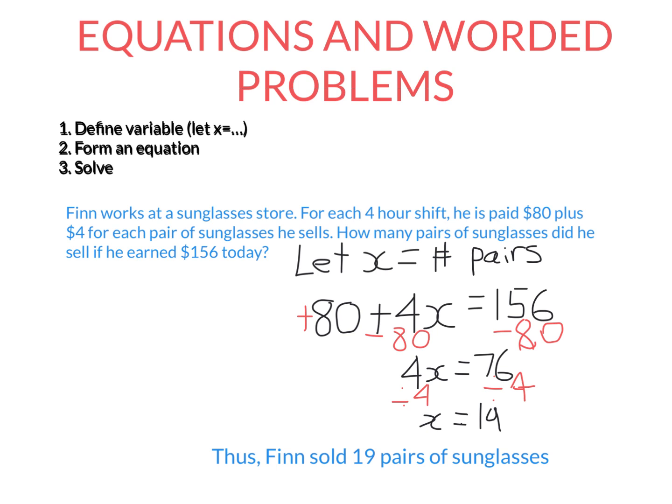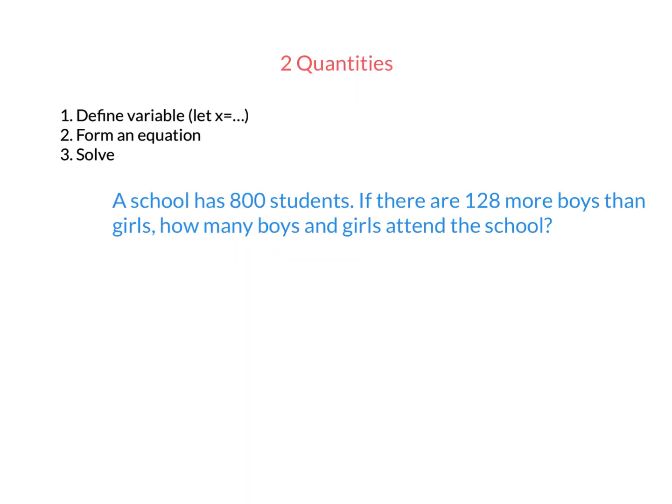All right, let's look now at a harder question in which we have to find two quantities. So let's have a look at this question here. A school has 800 students, 128 more boys than girls. How many boys, how many girls attend the school? So this question is asking us to find two quantities. How many boys attend the school is one quantity. How many girls attend the school is another quantity. So when you're finding two quantities, we're going to follow the same process. We're going to define a variable, form an equation, and then solve. But this first step just becomes a bit trickier.